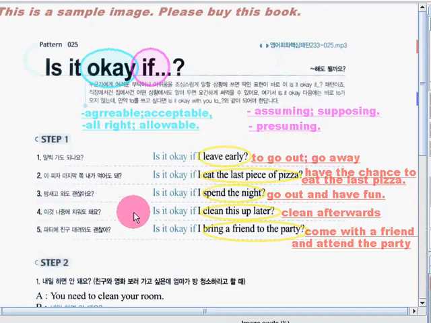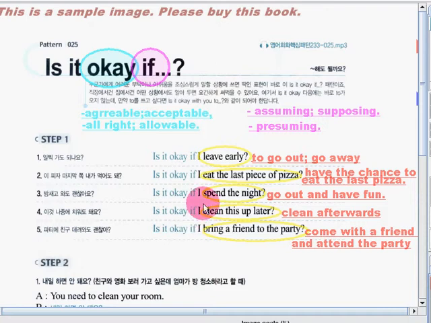Number 3. Is it okay if I spend the night? When you say spend the night, that means go out and have fun. So you're asking if it's allowable for you. It's like you're asking permission if you can go out and have fun. So, spend the night.